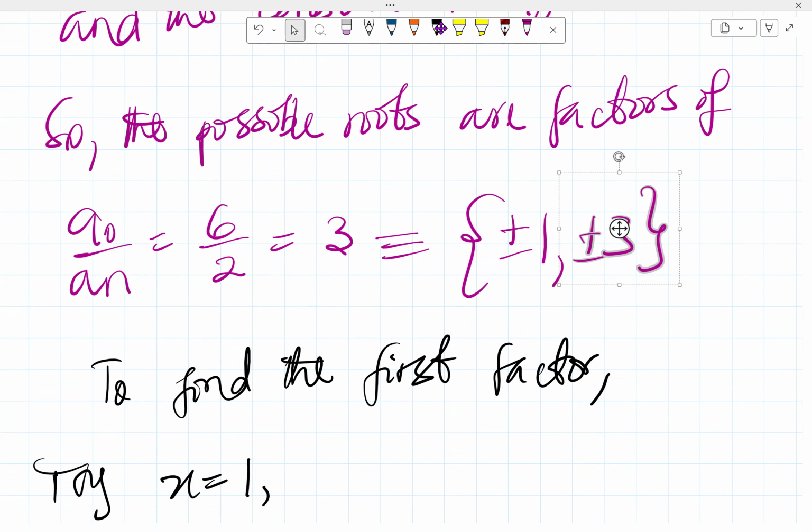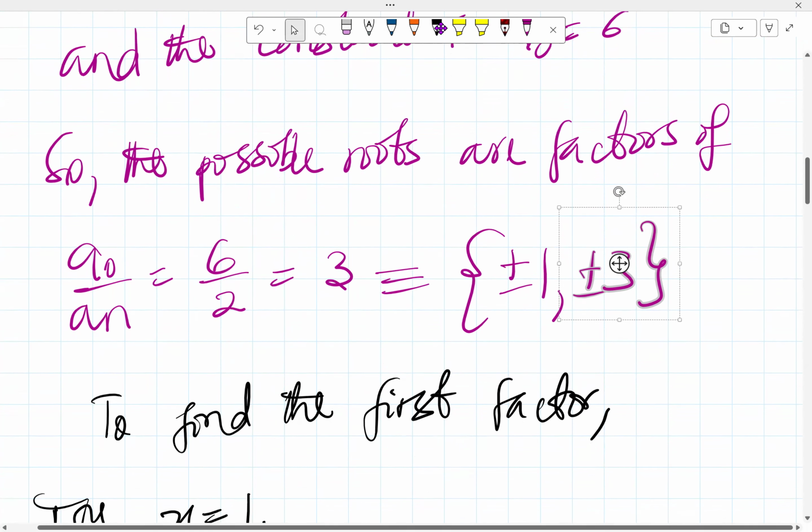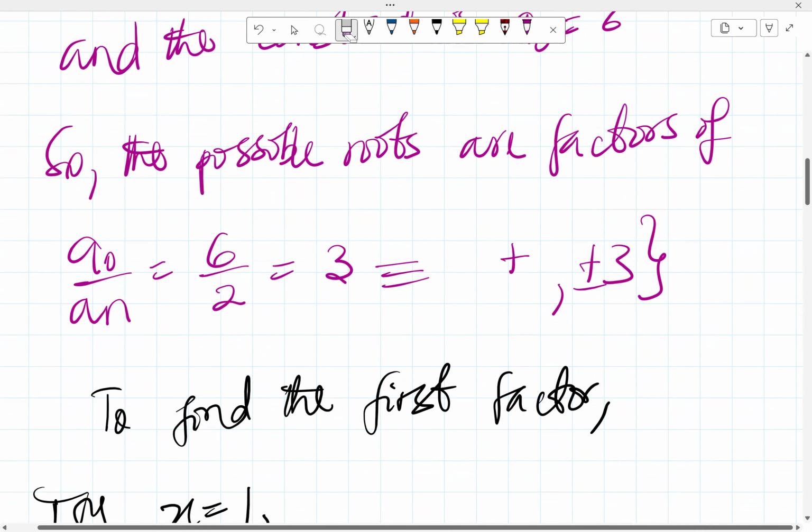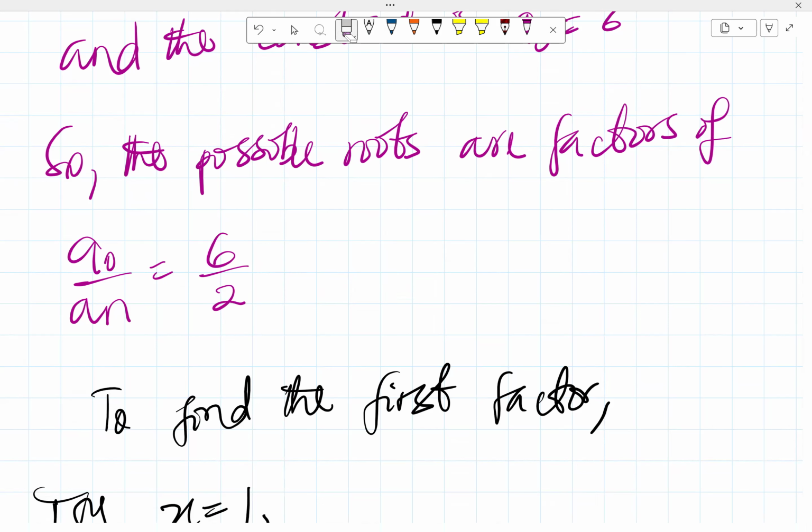Okay, that's my fault. I think I didn't do this right in the beginning. So I think what we should do is look at all the possibilities here. Yeah, very important. Look at all the possibilities here: plus or minus 1, plus or minus 2, plus or minus 3, plus or minus 6.